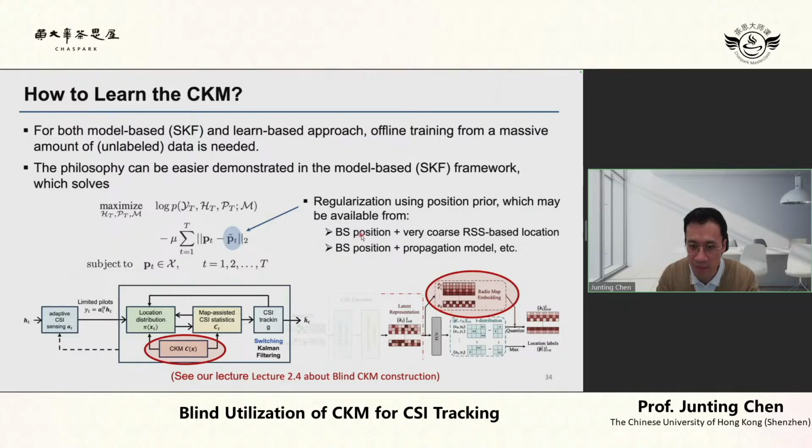For example, this prior can come from base station position plus a very coarse RSS-based localization method, or it can come from base station position plus some propagation model. So as long as we have a prior at the accuracy of like 50 or 100 meters, then with a sufficient amount of data in the outdoor scenario, we can have the convergence.